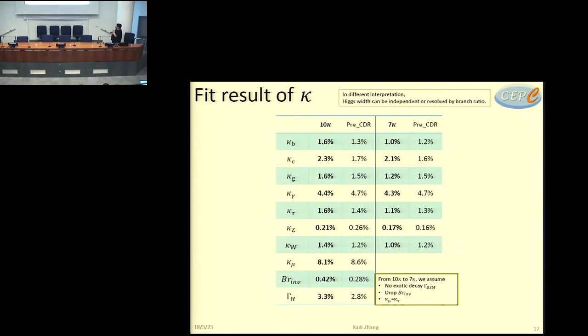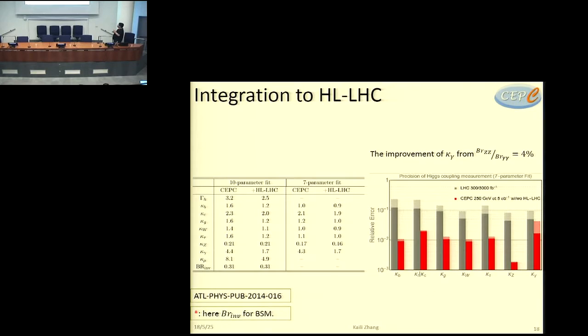So here we measure the Higgs width at about 3%, and this will work for all the kappa measurements. The kappa b, c, g are all listed here. And here in slide 18, we list the result of the integration of the High-Luminosity LHC. We can see in the plot that the most improved channel is kappa gamma. And this kappa gamma uses the result from the High-Luminosity LHC.